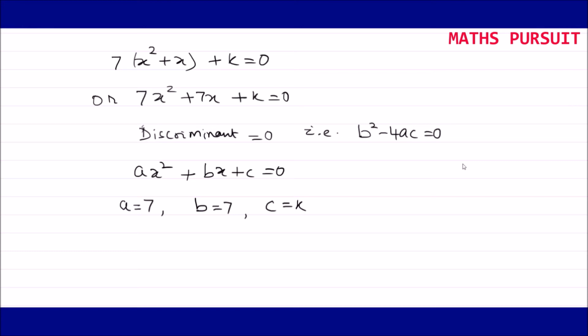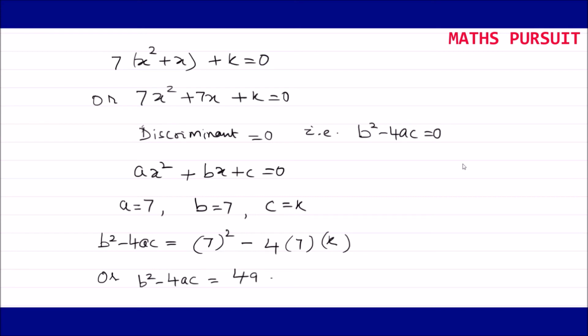Now let us find out b square minus 4ac. So b square minus 4ac is equal to, here the value of b is 7, so I can write 7 to the power 2 minus 4 into a, which is 7, into c, which is k. Or I can write b square minus 4ac is equal to 49, 7 7s are 49, minus 7 4s are 28 into k. So you could see that we got 49 minus 28k.